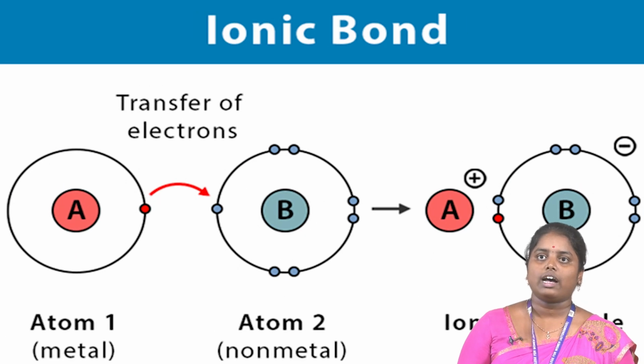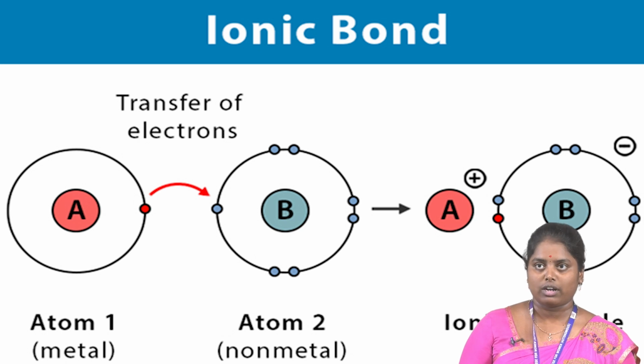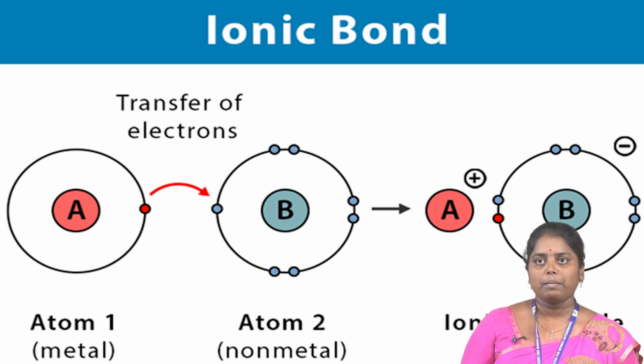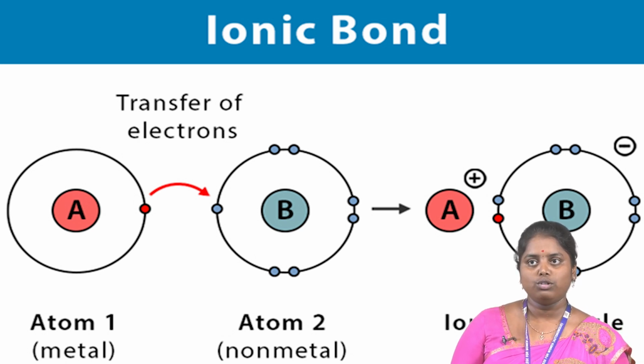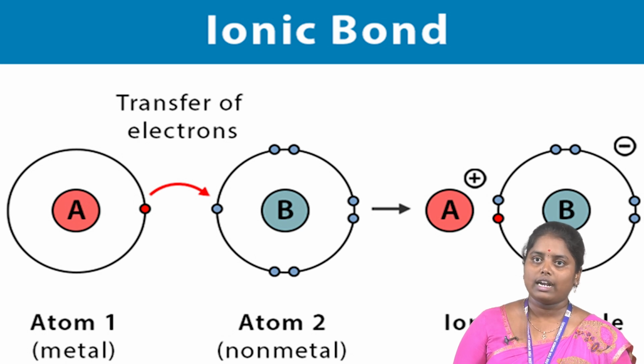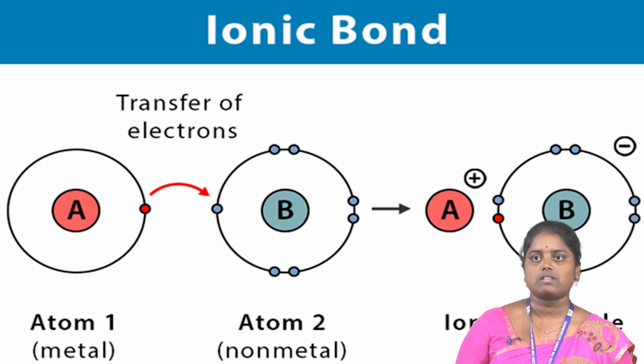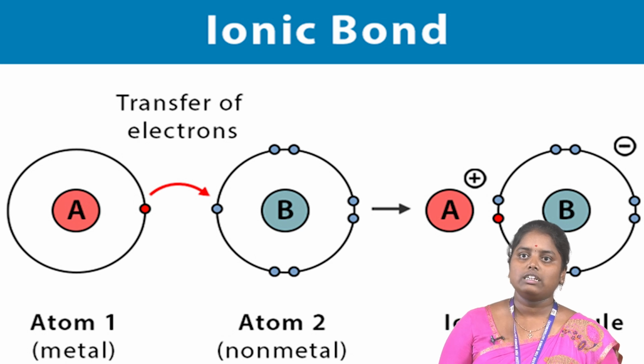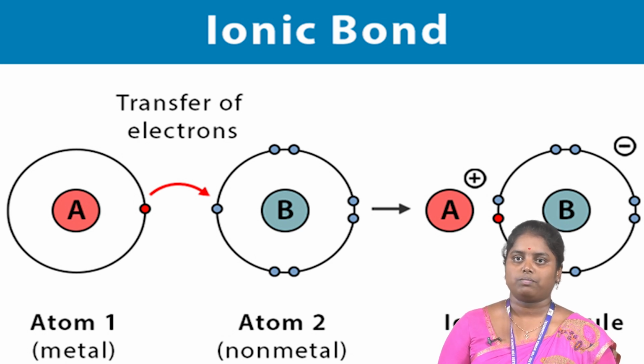Next is the ionic bond. The electrostatic force of attraction which holds two oppositely charged ions together is called the ionic bond. A chemical bond is formed by the transfer of electrons from one atom to the other, as a result of which the atoms attain their inert gas configuration.